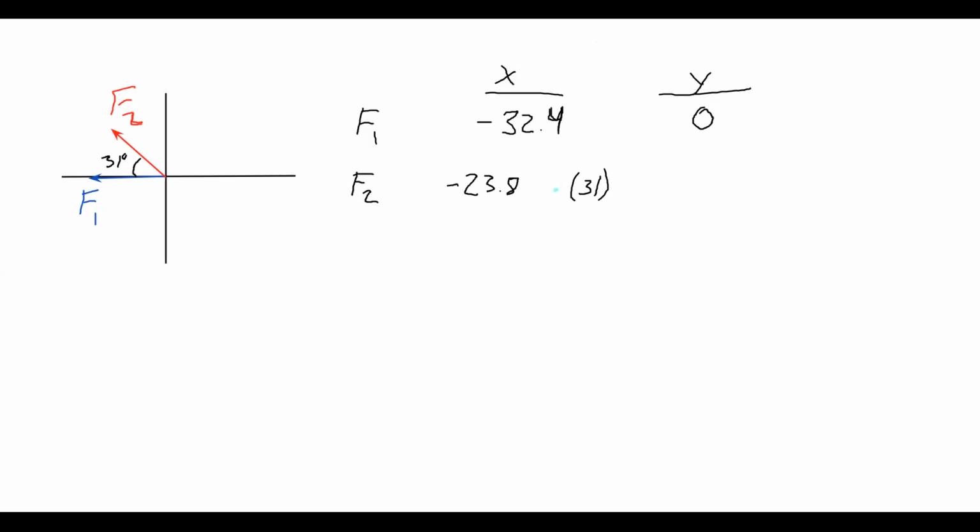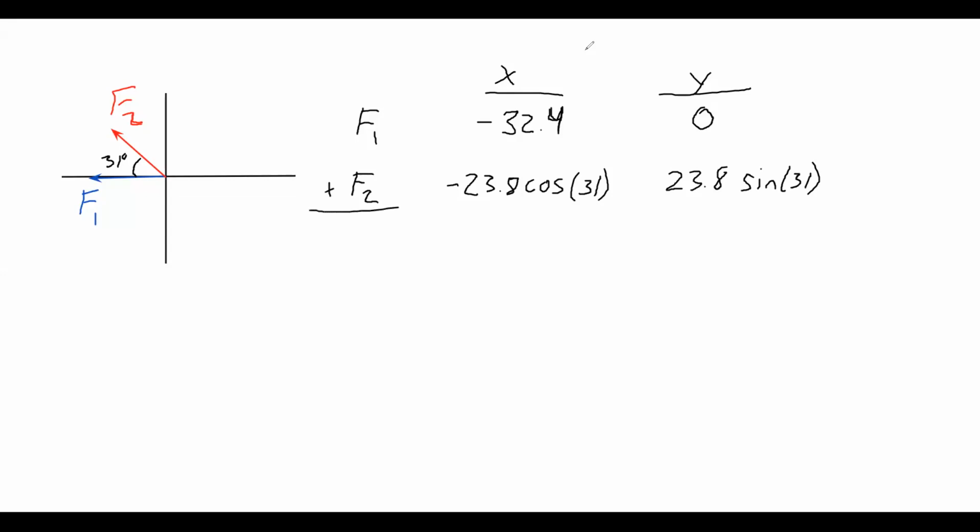Let me make this a little bit neater. Okay, so negative 23.8 cosine 31. And then what would be the Y component? Well, the Y component will be 23.8 sine 31. And you can see in the picture, it's in the second quadrant, so that means a positive Y axis. Okay, so there's my F1, F2.